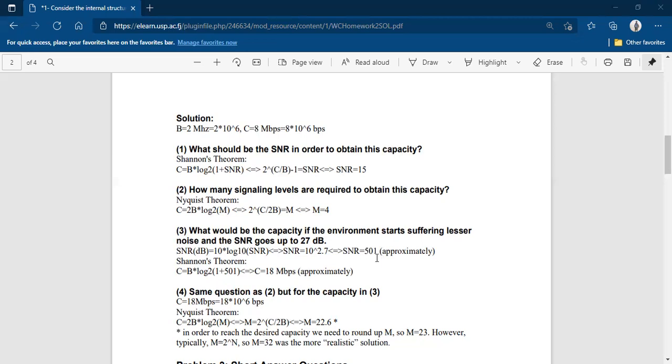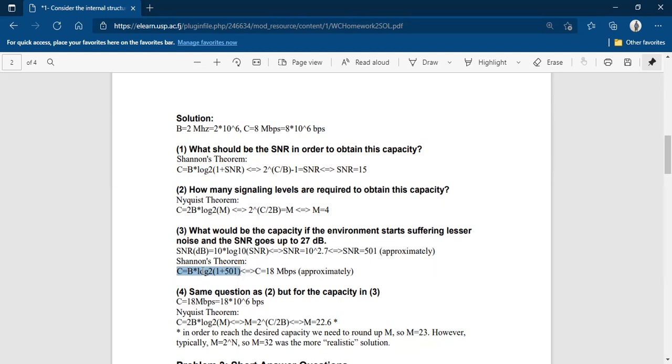Moving on, now we know the standard SNR value and we know the bandwidth. We need to compute our capacity. So we take our SNR value and the bandwidth value, and we substitute them in Shannon's theorem. Shannon's theorem is this formula over here. In this formula, we substitute our bandwidth value and our SNR value.